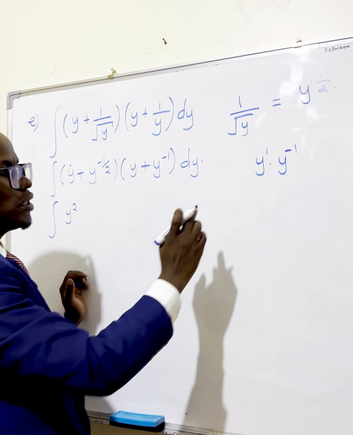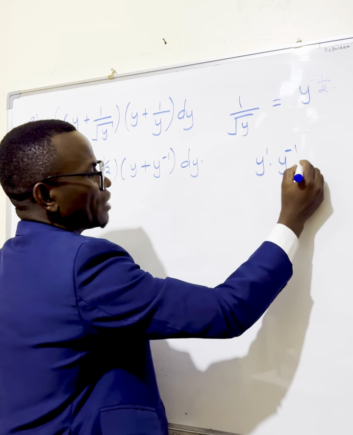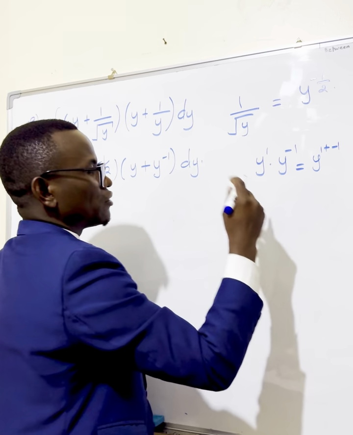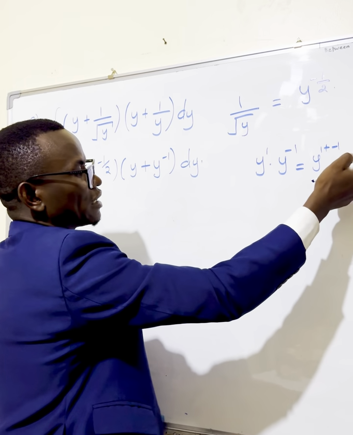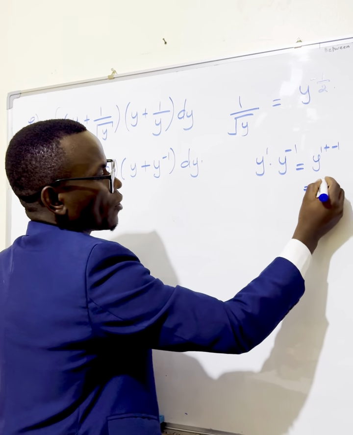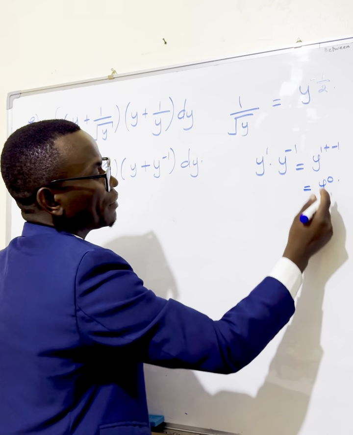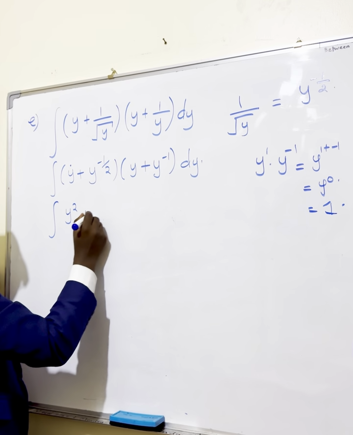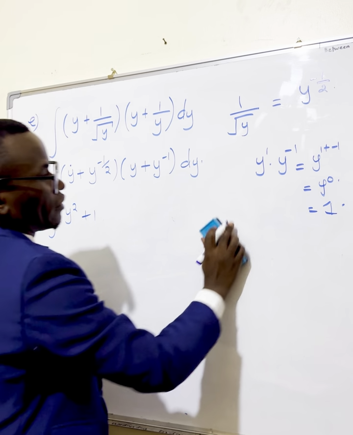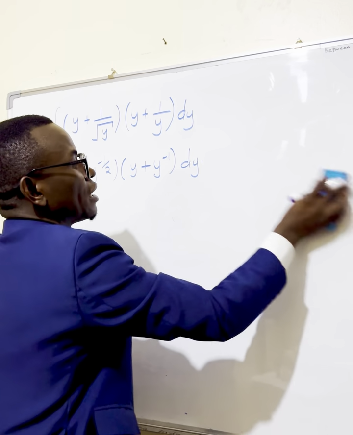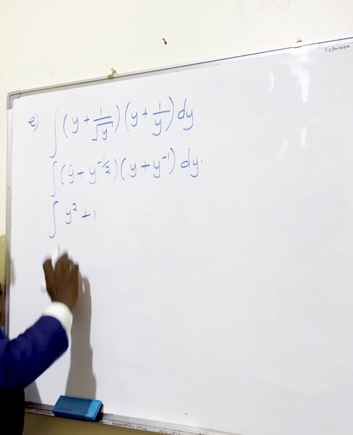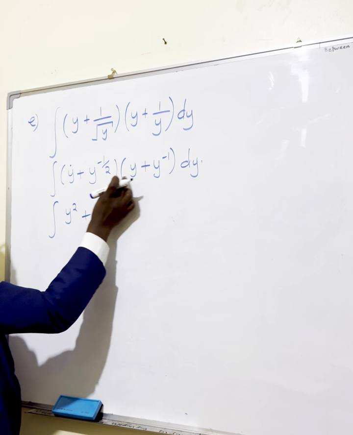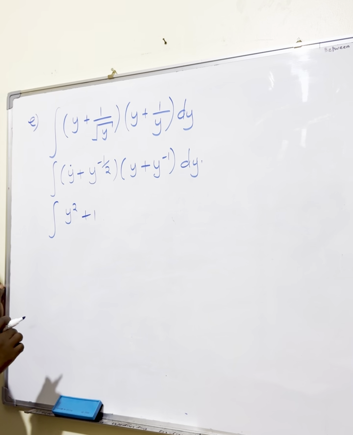Remember, according to indices, numbers of the same base, we shall add the powers. But remember, 1 plus negative 1, that is y to power 0. And any number to power 0, we shall get the result as 1. So I'm going to put a 1 there. Is that okay? Now, I'm done multiplying with this term. So I'm going to get this term, I multiply with that bracket.